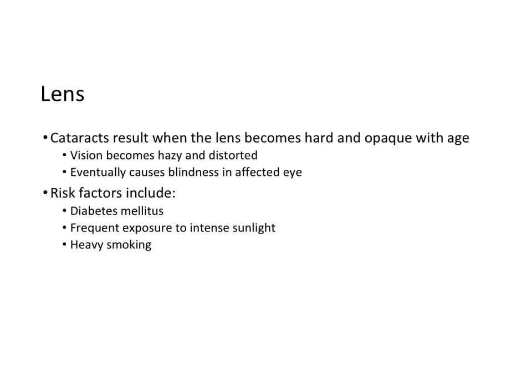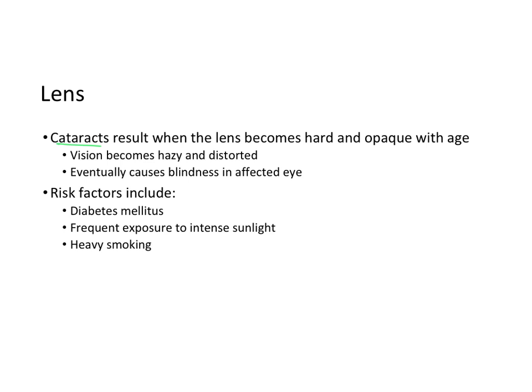Lenses can be affected by age. Sometimes people get something called cataracts, and that's when the lens becomes hard and opaque, meaning that less light can go through it with age, and vision becomes hazy if people have cataracts, or distorted, and it can eventually cause blindness in the affected eye. You can have cataract surgery where they can replace the lens with something that is clear so that you can see and focus on things again.